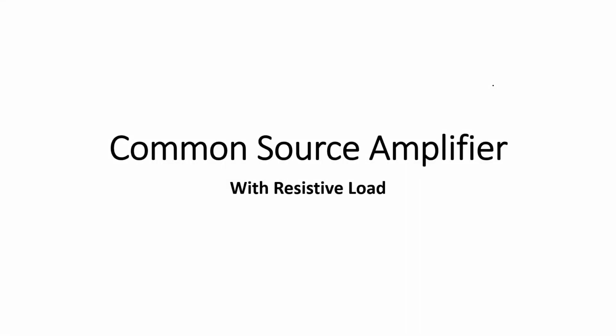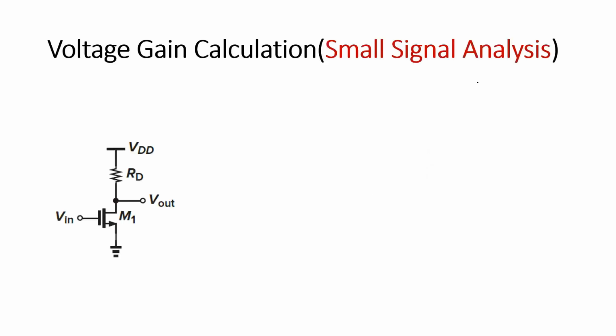So hello everyone. In the last video I started with the common source amplifier voltage gain calculation if the load is resistive type. But in the last video I only covered the ideal model, meaning no CLM was considered, meaning lambda was 0. And the second thing, body effect was also not considered.